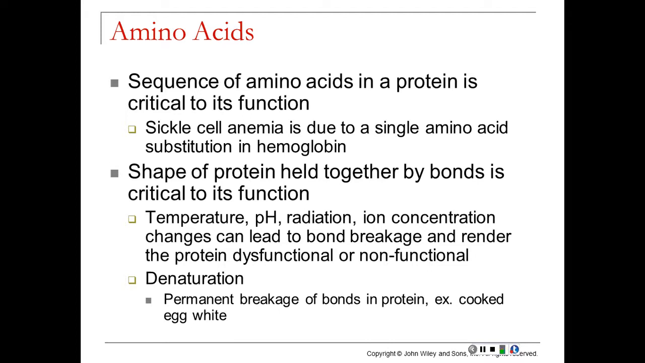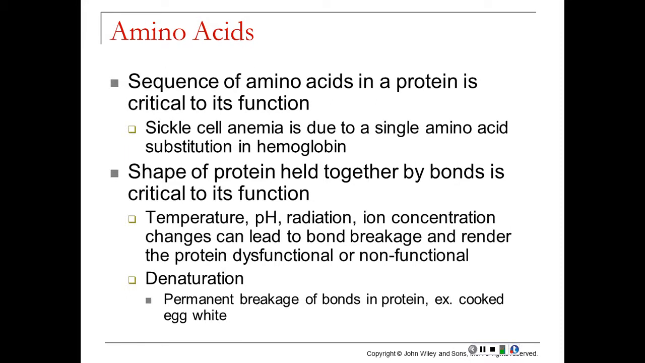For example, sickle cell anemia, a disease some of you may be familiar with, is really just due to one single amino acid substitution in the hemoglobin protein. In other words, of the 120 or so amino acids that make up the hemoglobin protein, just one of them is incorrect to give you sickle cell anemia. Ultimately, the shape of that protein is held together by those hydrogen bonds, which are going to determine its function. Things like temperature, pH, radiation, etc. can cause a process called denaturation, which is basically when those hydrogen bonds are breaking.